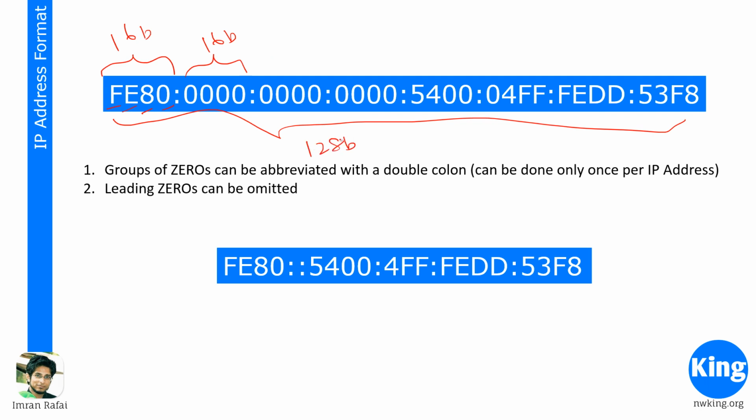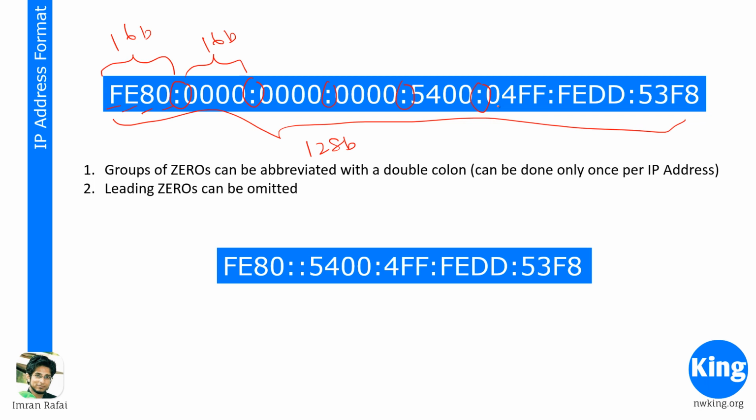Every 16-bit group is separated using a colon, right? IPv4 was separated using a dot, and that was dotted decimal form, but here it's hexadecimal. So it's 4 hexadecimal, colon, 4 hexadecimal, colon, 4 hexadecimal, colon, that's how it is.